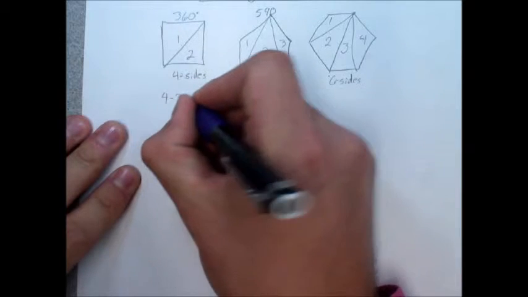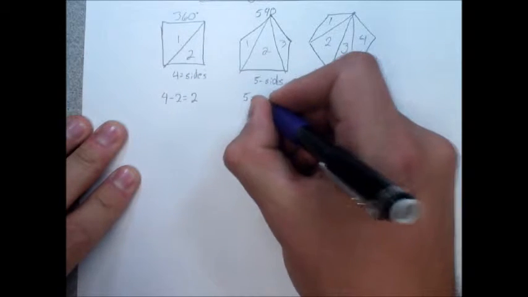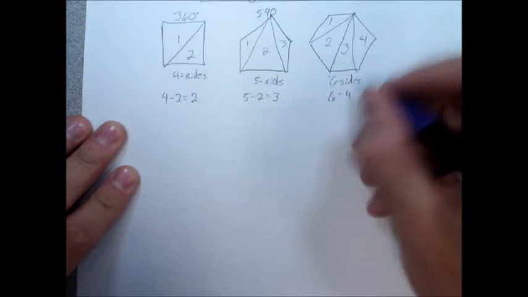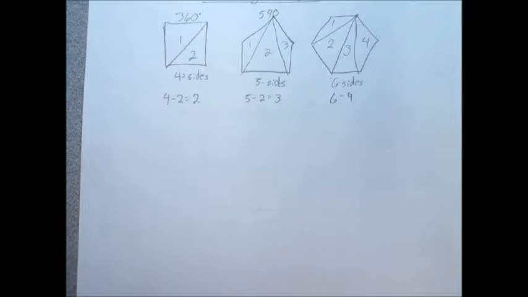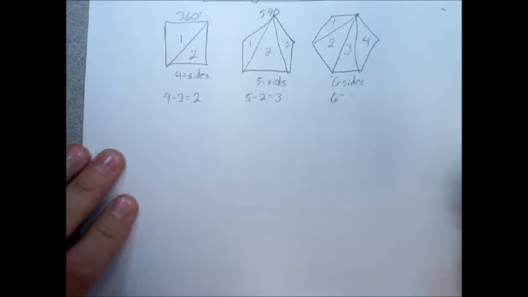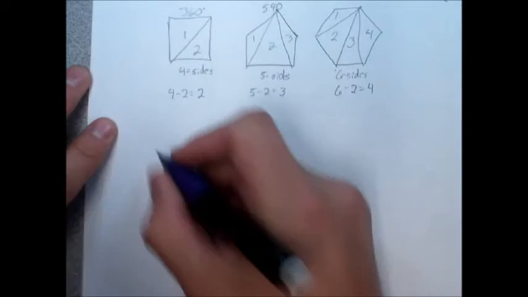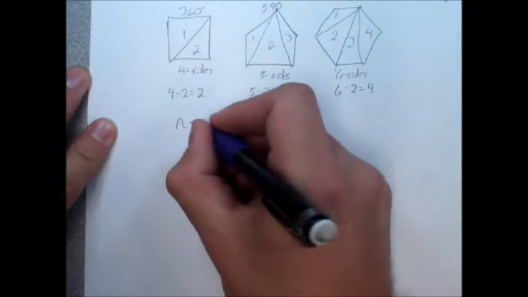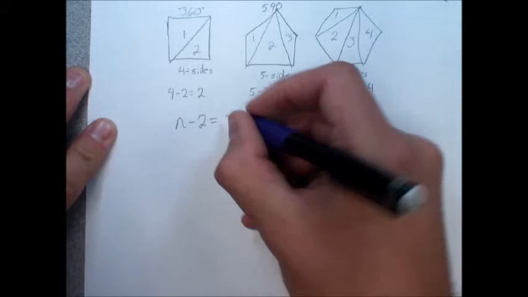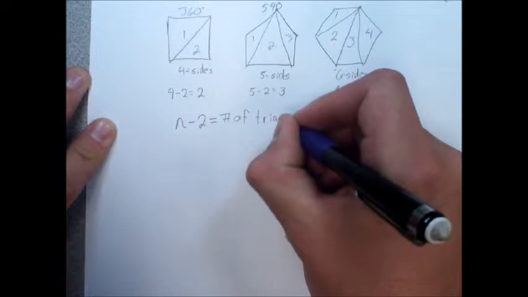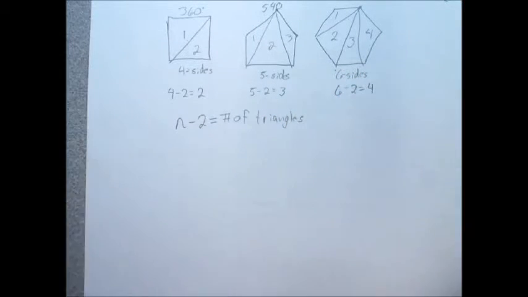I subtract 2. So 4 minus 2 gives me 2 triangles. 5 minus 2 gives me 3 triangles. 6 minus 2 gives me, oh sorry, oops. If I can do math correctly and write it down at the same time. 6 minus 2 gives me 4 triangles. So if we take the number of sides and subtract 2 from it, we get the number of triangles created by connecting non-adjacent vertices, by the diagonals.